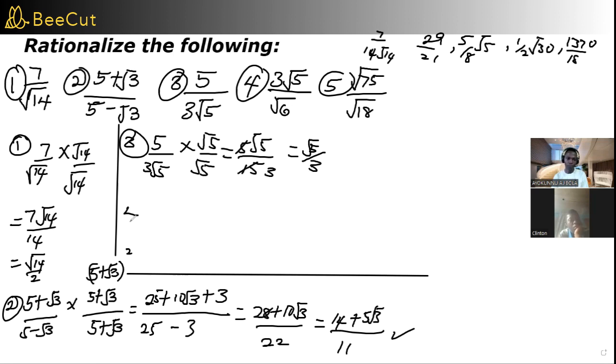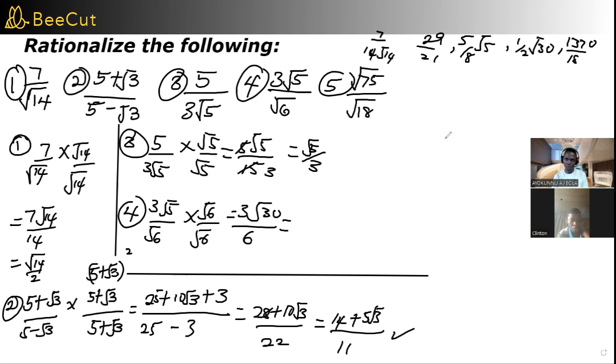And number 4, I have 3 root 5 over root 6. That becomes times root 6 over root 6. And this is 3 root 30 over 6, which is your answer, which is root 30 over 2. That one is correct. Then number 5 is the last one here. So we'll round up this session. So for number 5, this is what I have.